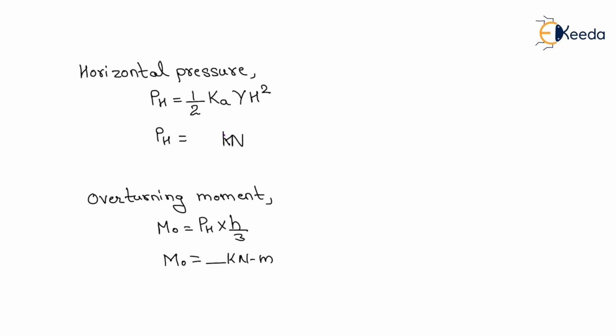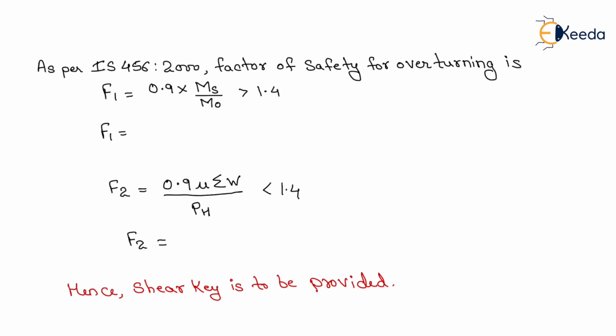Now horizontal pressure, its formula PH equals to half Ka gamma h square. It is calculated in kilonewton, and overturning moment M naught equals to PH into h by 3. It is calculated in kilonewton meter. Now we will calculate F1 equals to 0.9 into Ms upon M naught, which is greater than 1.4, and F2 equals to 0.9 mu summation W upon PH, which is less than 1.4. If F1 is greater than 1.4 and F2 is less than 1.4, hence shear key is to be provided.